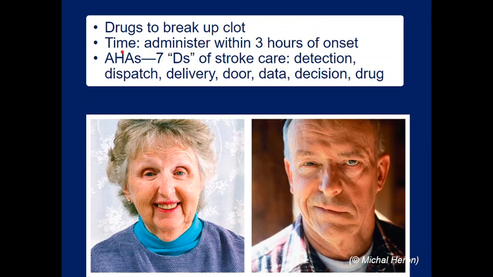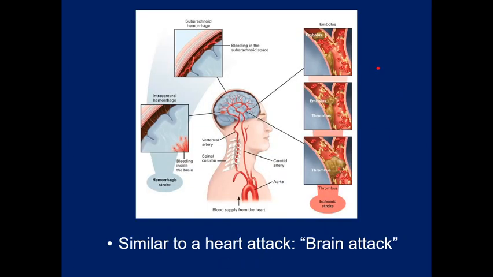And then the AHA has, instead of their chain of survival, the 7 D's of stroke care: early detection, early calling 911, getting out there, delivering the patient to a hospital, walking through the door, and then making a decision after you gather the data to break up the clot. All right. Let's talk about stroke.